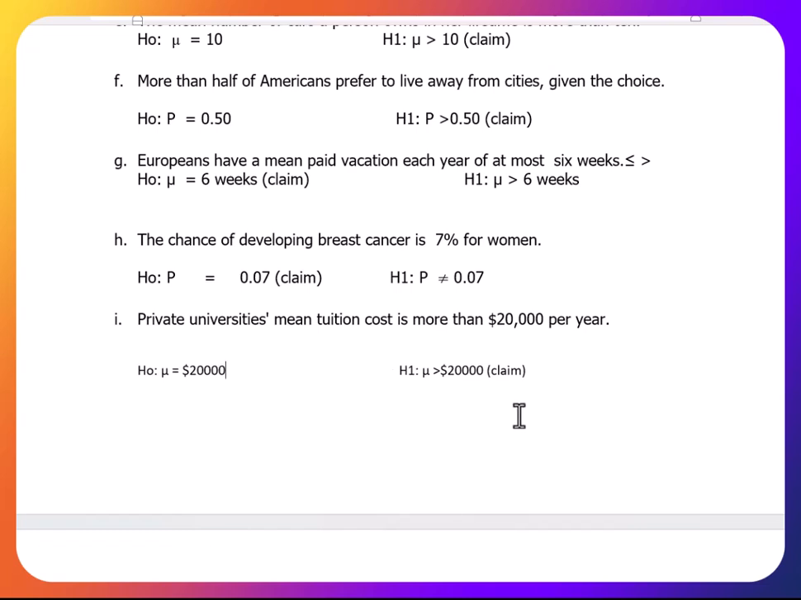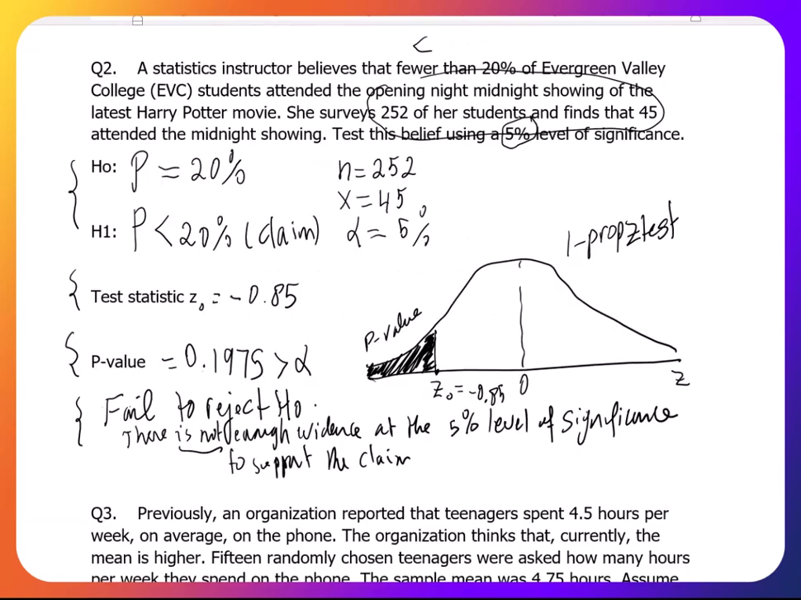Now we're gonna do some actual problems where I show you how to perform the 5 steps of hypothesis testing using Statcrunch. Okay, let's read this one. This testing the proportion, section 10.2. A statistics instructor believes that fewer than 20% of Evergreen Valley College students attended the opening night midnight showing of the latest Harry Potter movie. So what is the claim? They're claiming that less than 20%.